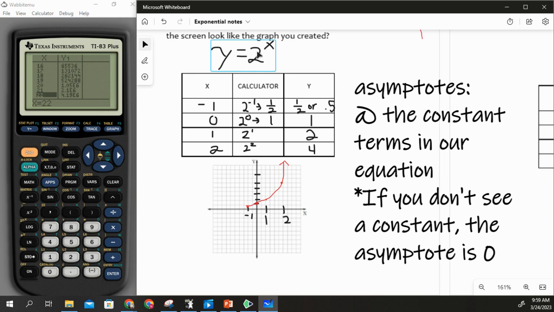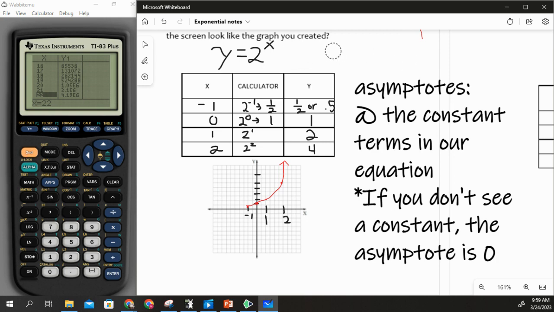See in our example, this is just y equals 2 to the x. There's no constant there. A constant would be something like plus 1. That would be the constant. And if you saw something like that, that would inform you that there's an asymptote at 1. If you don't see a number like this, that means that your asymptote is at 0, which is the x-axis.